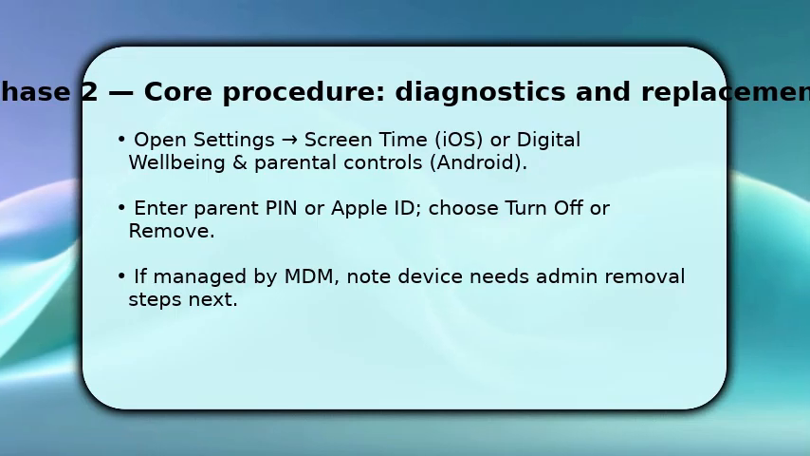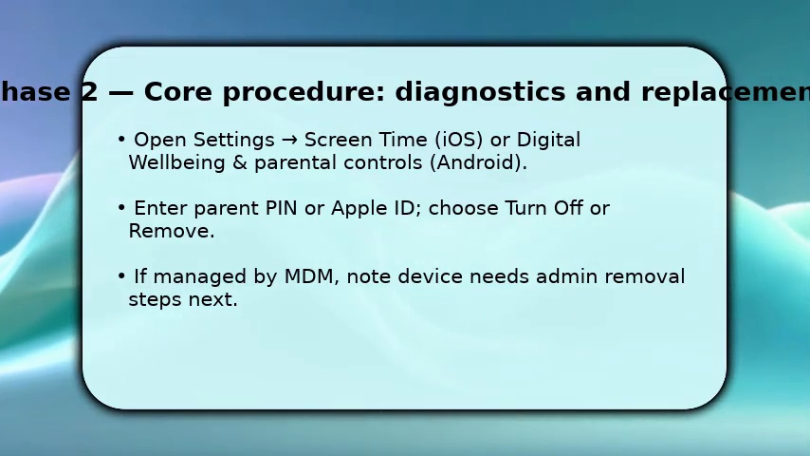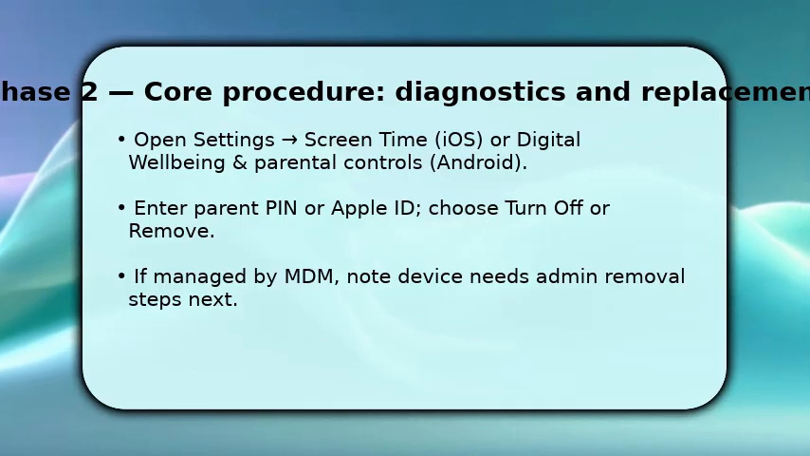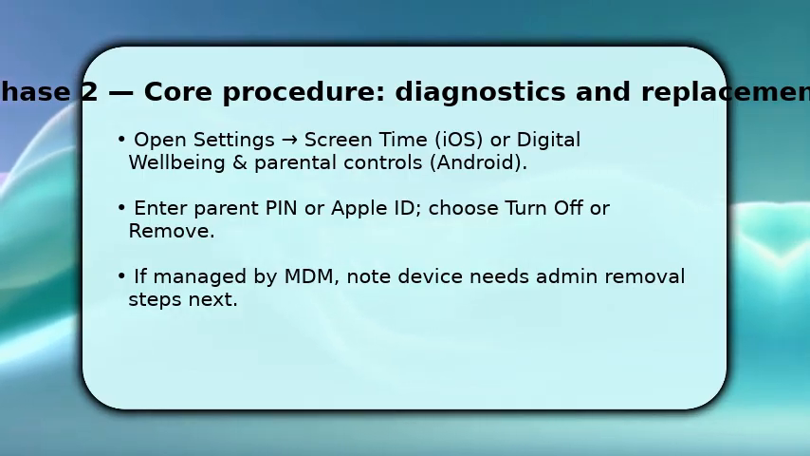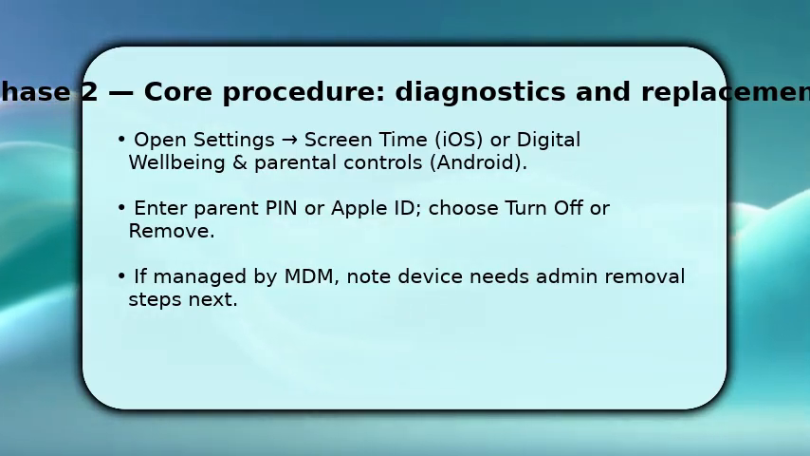Next, you'll go into the system controls and remove the restriction source. On iOS, open Settings and tap Screen Time. On Android, open Digital Wellbeing or Google Family Link. Enter the parent PIN or Apple ID when prompted, then select Turn off Screen Time or Remove Supervision. This revokes limits and content filters.